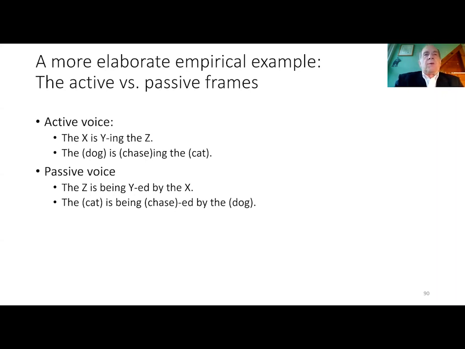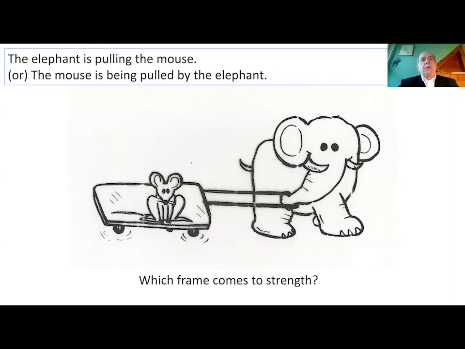So we set up an experiment in which, again, without any direct reinforcement for doing so, we tried to get the kids to emit the passive voice through modeling it. Meanwhile, we were actively reinforcing the active voice. So we would show kids pictures like this, and you could either say in the active voice, the elephant is pulling the mouse, or you could say in the passive voice, the mouse is being pulled by the elephant.